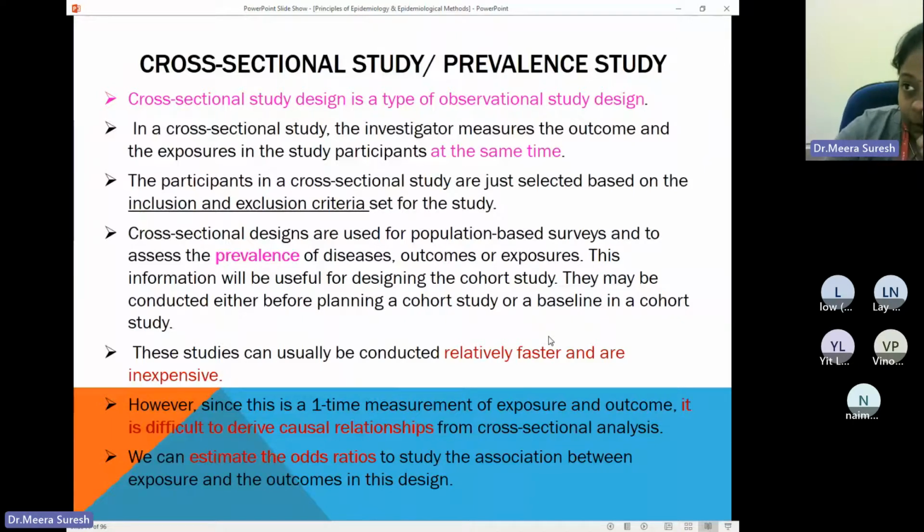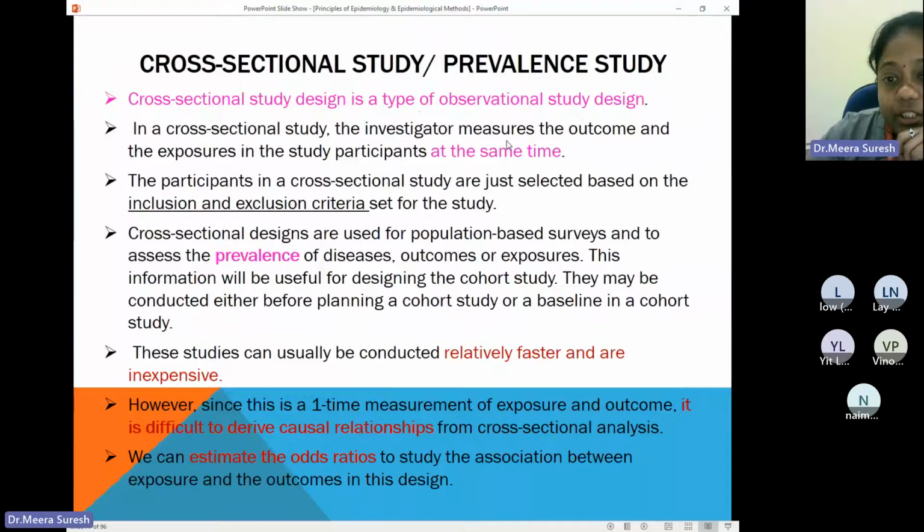Likewise, all the studies that we are going to learn now, cohort study, case control study, everything has got synonyms. So you should know the synonyms also, because in epidemiology, the MCQs are formulated using the synonyms. So if you don't know the synonyms, that can create a complication about what the answer might be. So cross-sectional study is a type of observational study design.